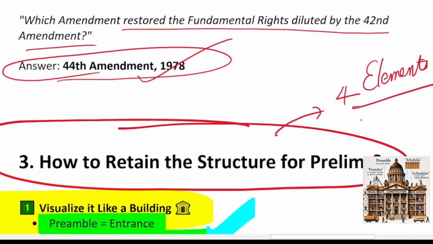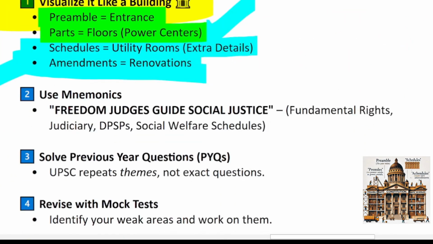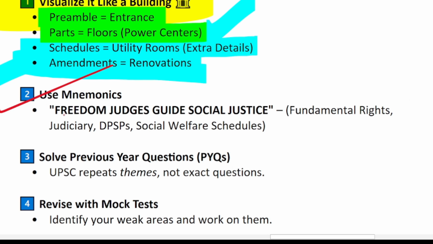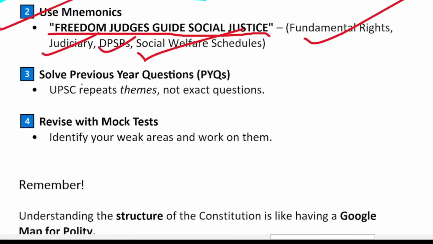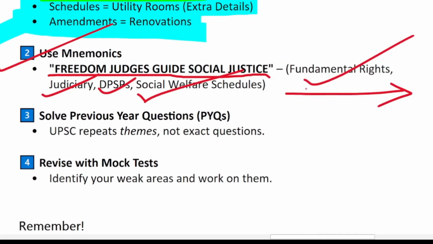Here is a mnemonic for you. If you want, you can make use of it. Freedom Judges Guide Social Justice. So what does it include? Fundamental rights, judiciary, DPSPs, social welfare schedules. If you have any alternate mnemonics, you can go ahead with that. But this is very easy to remember.